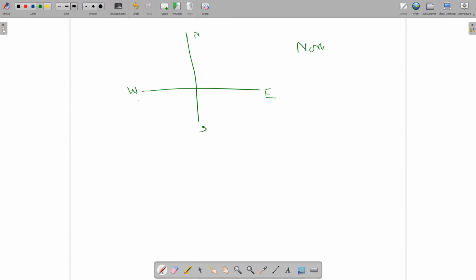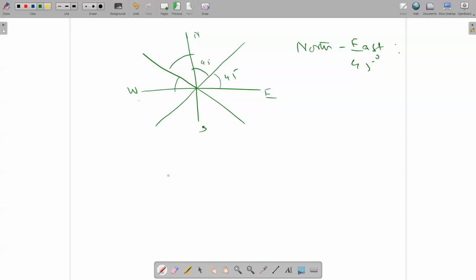One term is northeast. Northeast means the angle between north and east is 45 degrees. Either you can take this angle or this angle, it is the same one. This is called northeast. Similarly, you can say northwest. Northwest means this angle, 45 degrees. Southwest means 45 degrees. Southeast means 45 degrees. This is clear.